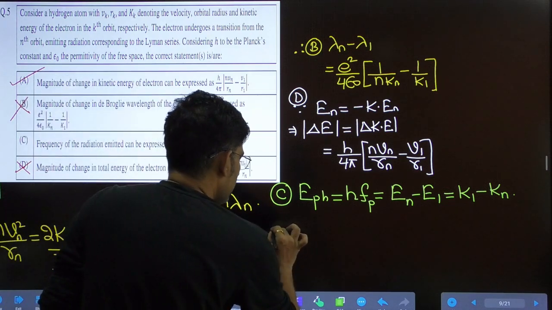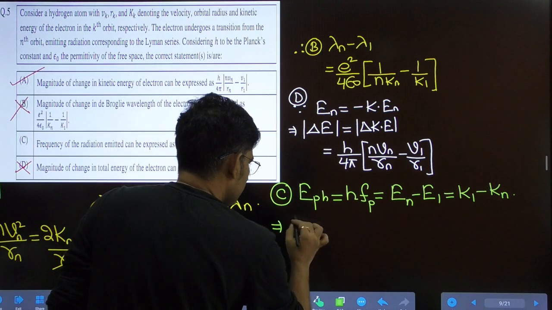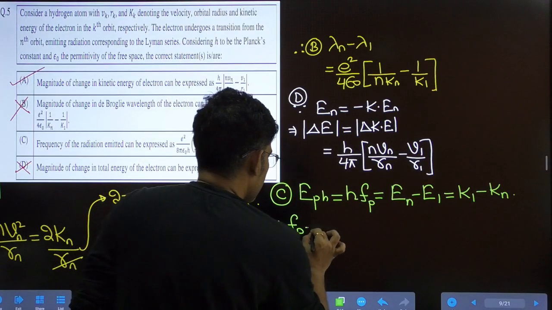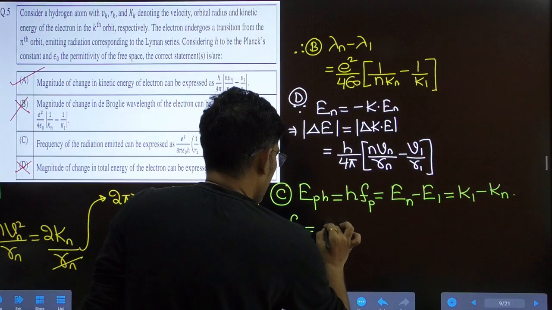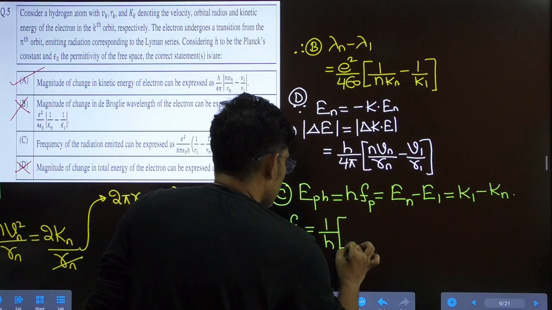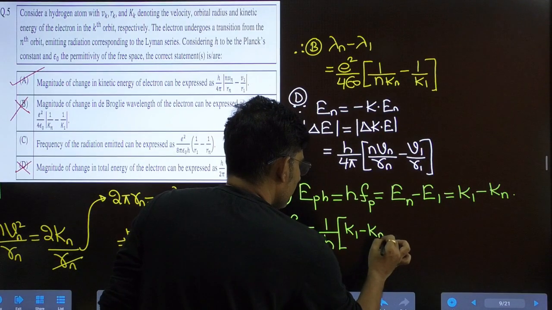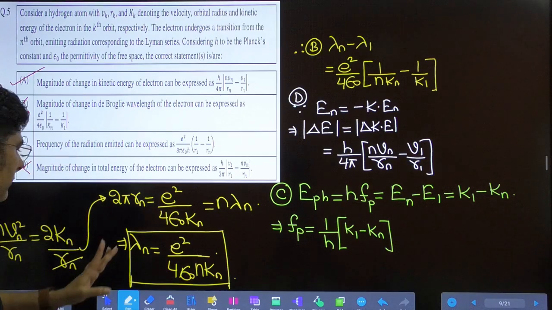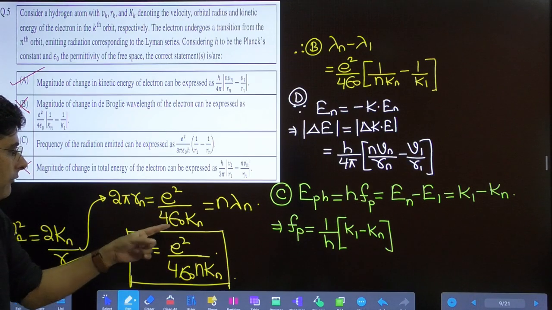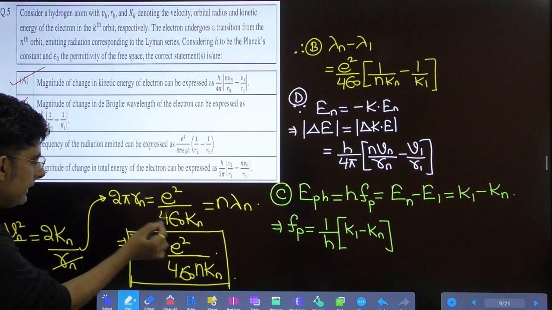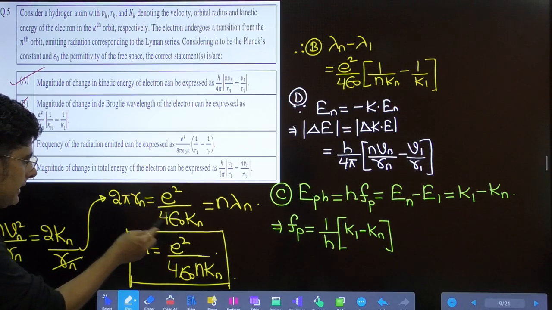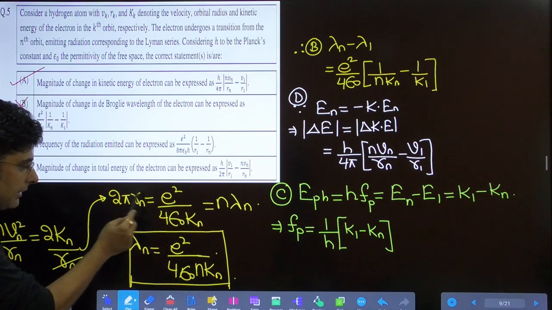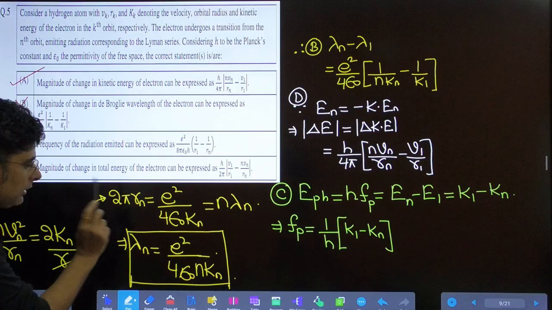So from here En minus E1 is K1 minus Kn. Okay. So from here we can see Fp can be written as 1 by h into K1 minus Kn. Now since they are asking the expression in terms of R and e square, which we just saw here, can you check from here? We can use this expression. Kinetic energy Kn can be written as e square by 4 2s are 8 pi Rn. Can you see? Kn can be written as e square by 8 pi epsilon naught Rn.